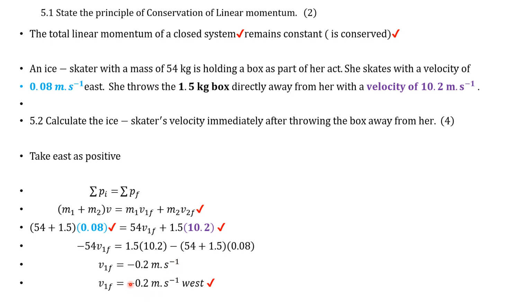If I drop the negative, that technically means it's moving in the opposite direction. If positive is east, then negative is west. So this should read 0.2 meters per second west. Sorry, I forgot to take out the negative. When you are typing and you're tired and you just copy, it's not an excuse, but that's what I've done.